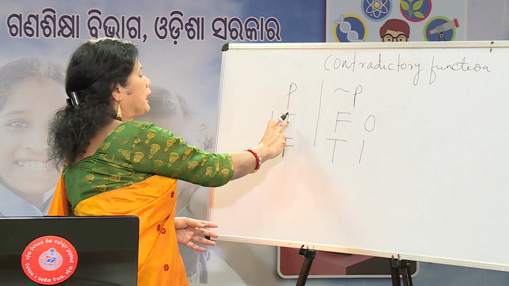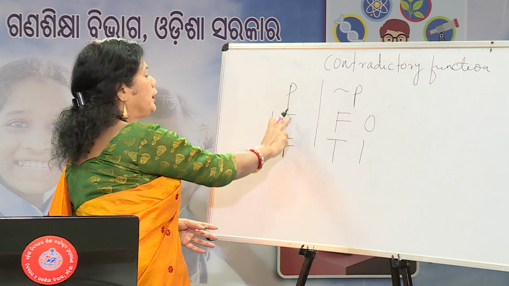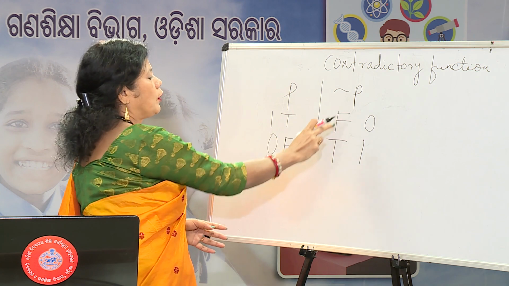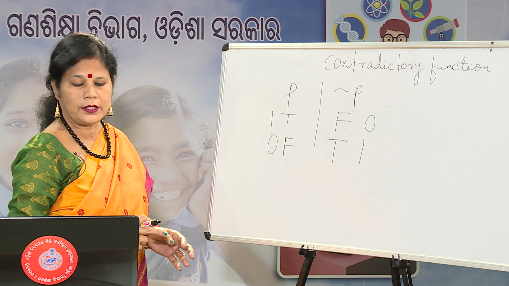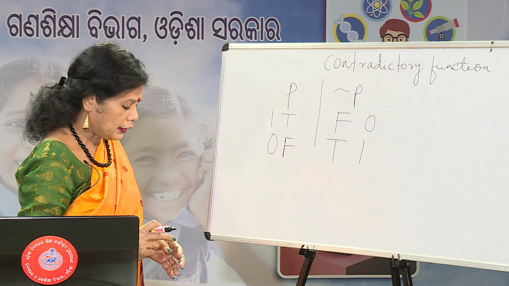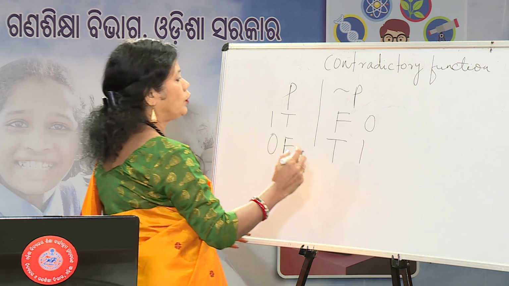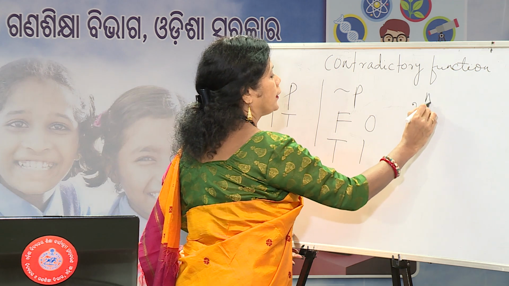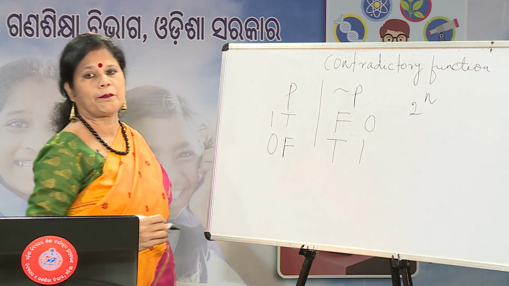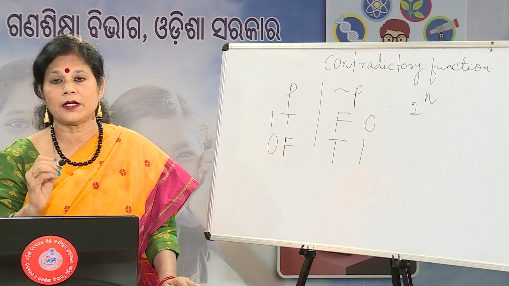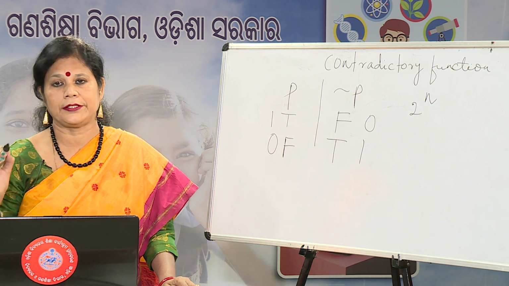So, P is either true or false. If P is true, not P is false. If P is false, then not P is true. Okay? So, this is your contradictory function. In the last class, I had told you about the rule. Rule is 2 to the power n. That means n means number of propositional variables.